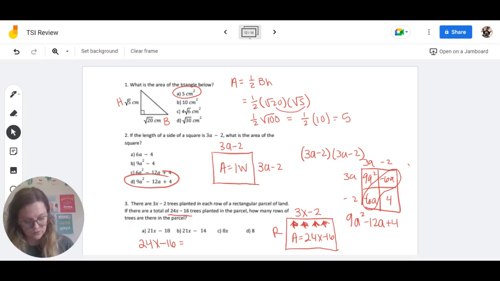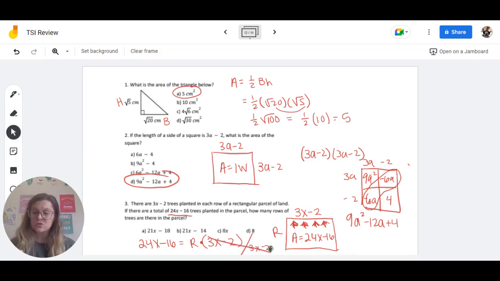So it doesn't matter which one. Usually when we just have a variable, that kind of goes in front. So I'm going to say that's my rows times the length, or the 3x minus 2. So I'm going to put these in parentheses. That way I know that I'm multiplying. So you have 2 different options here. Option number 1 is you can divide each side by 3x minus 2, and then you can do long division.